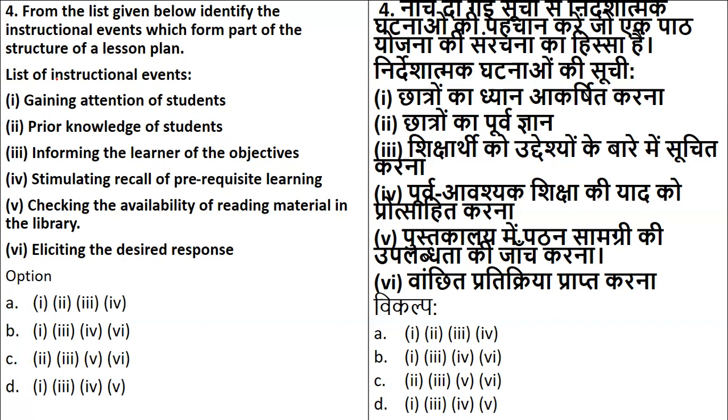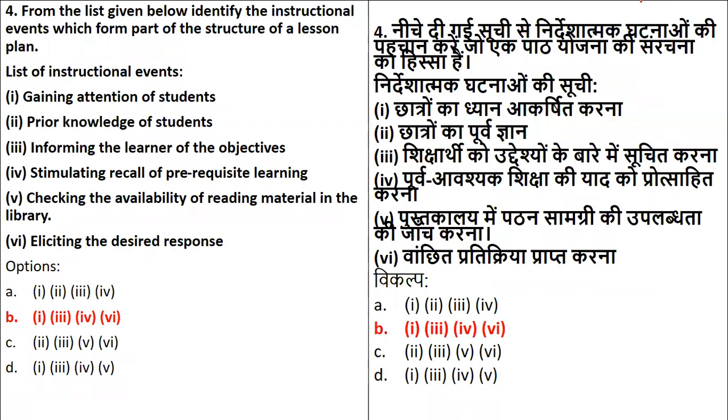Now, in case you do not know the meaning of eliciting, the last option, the desired responses, it means to come up with the desired responses. So what exactly is the list of instructional events? The elimination round will definitely help you to come up with the right option, but I'm still giving everyone an equal chance so that they can come up with the right answer. So we'll see which option is right: option C.